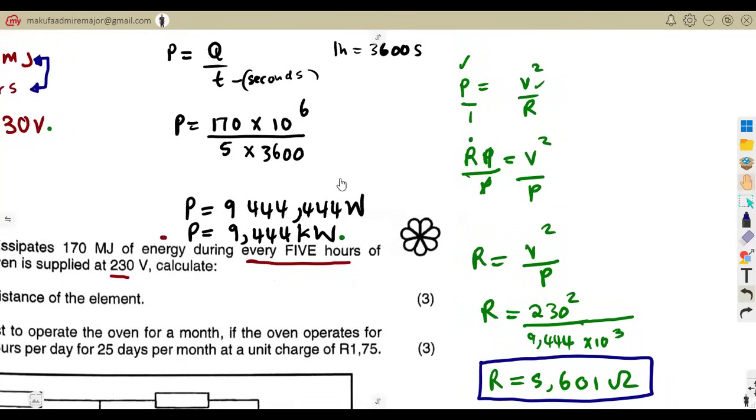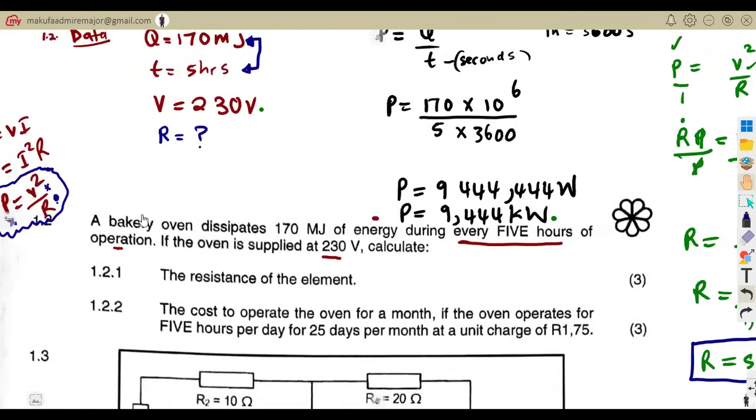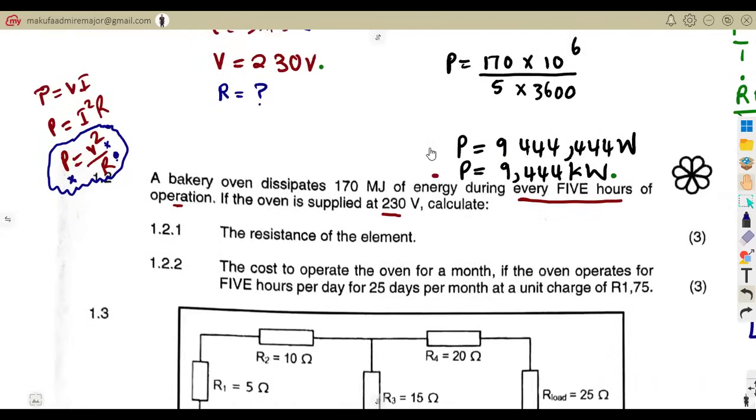So we could have obtained the resistance from there. Using the first one, I said you could have calculated current, then use that. Guys, it's up to you.